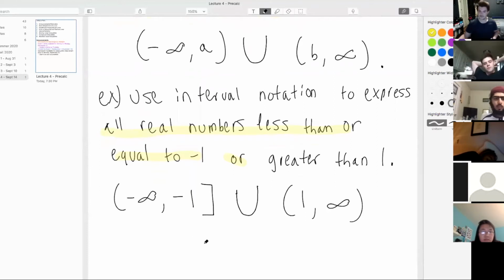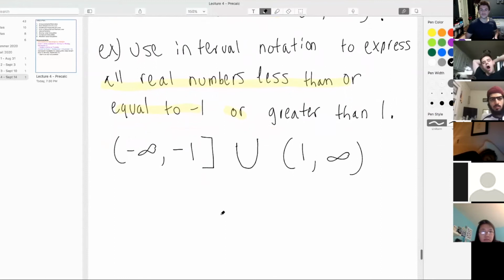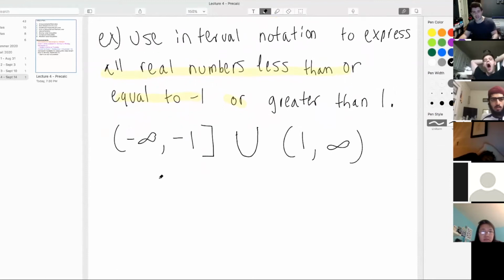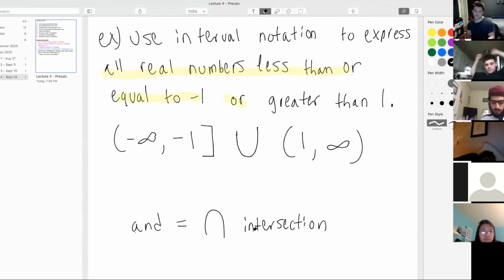If you had and, would you still translate that to union? No, that would be this symbol, and that means intersection. Oh, okay, that's opposite then. But we're not going to be using that, so don't worry. But yeah, and would translate into the intersection. All right, good. So that is just a crash course on interval notation. It's very useful. And now let's actually use it in practice.